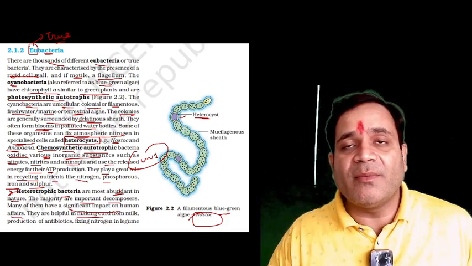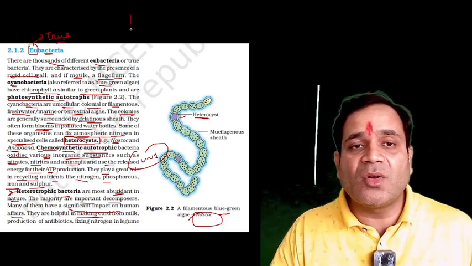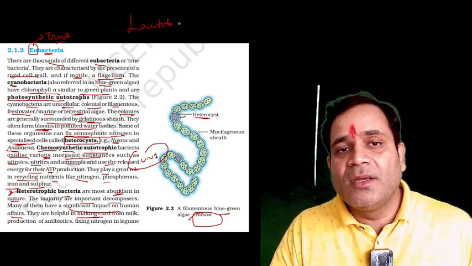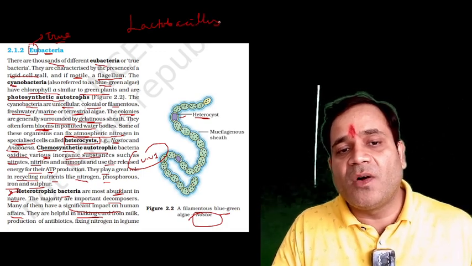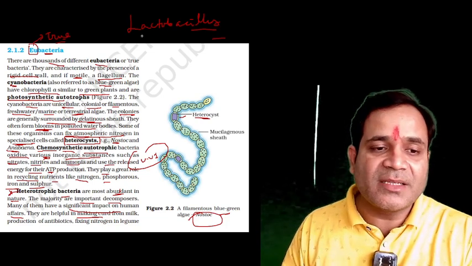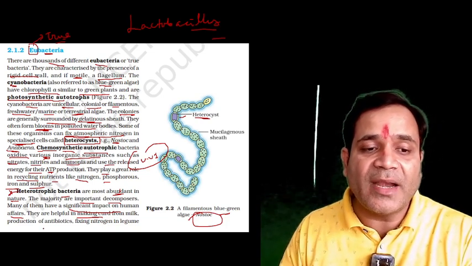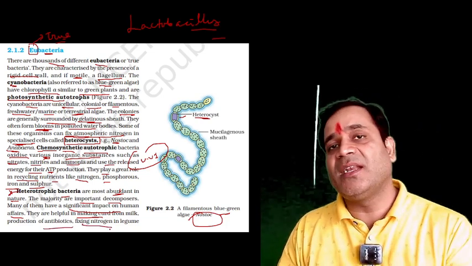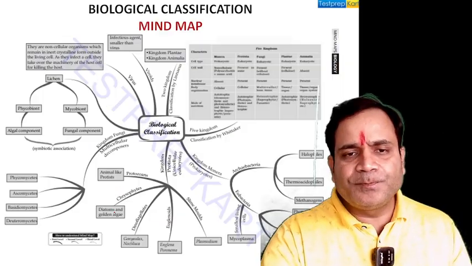You might know the name of that very bacteria. That bacteria is called Lactobacillus. Which bacteria is responsible for the formation of curd from milk? That is Lactobacillus bacteria. Some also produce antibiotics and fix nitrogen in leguminous plants, my dear, correct?